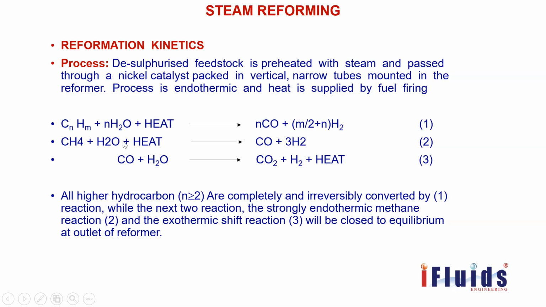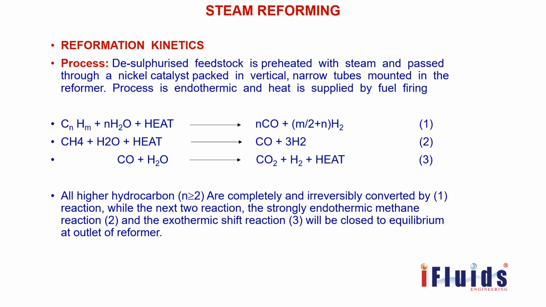This CO again combines with the available steam to form CO2, carbon dioxide, and hydrogen, and this reaction is exothermic, so heat is liberated. The first two reactions are endothermic, so heat is supplied continuously. All hydrocarbons with the number of carbon atoms n greater than or equal to 2 are completely, irreversibly converted by reaction 1. And the second, exothermic shift reaction will be close to equilibrium when it comes out of the reformer section.